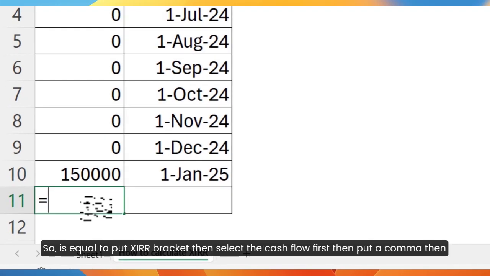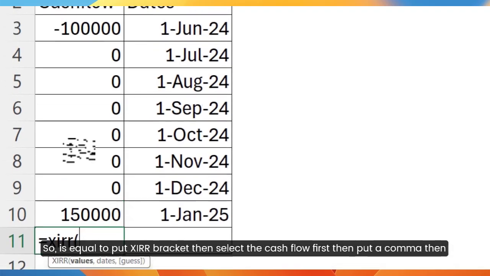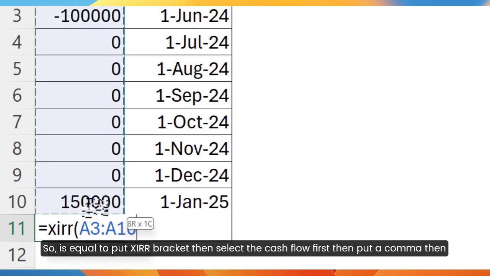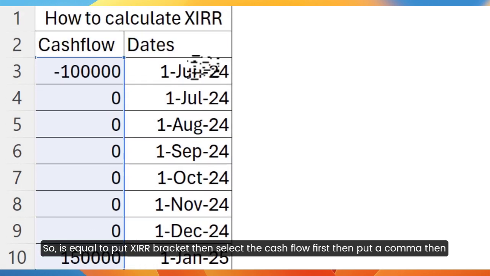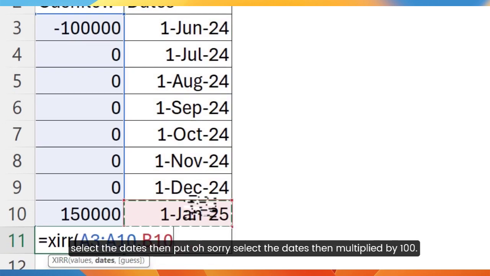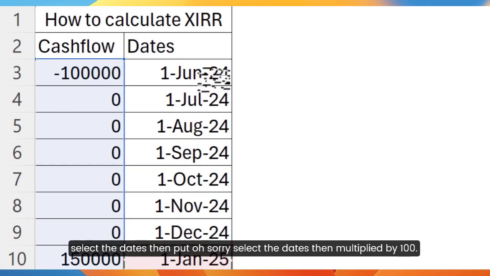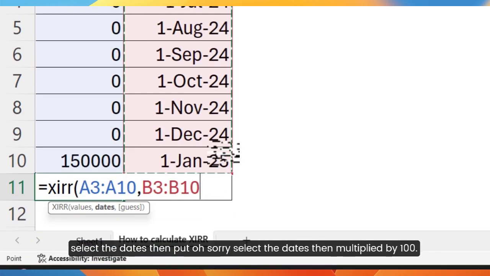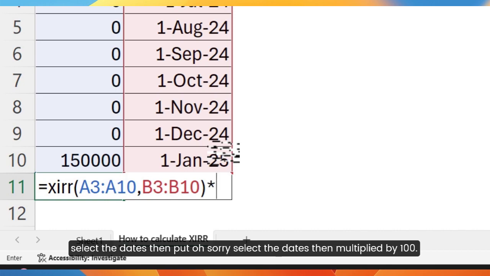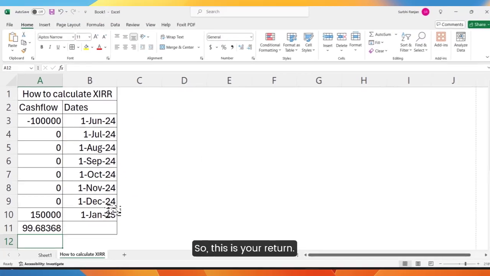So it is equal to XIRR bracket, then select the cash flow first, then put a comma, then select the dates, then multiply it by 100. So this is your return.